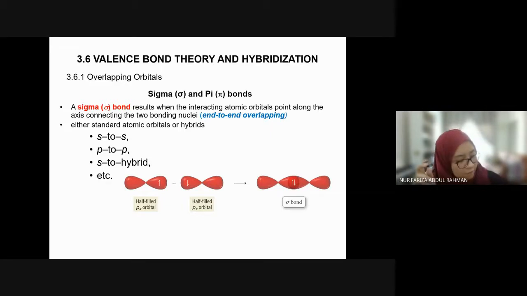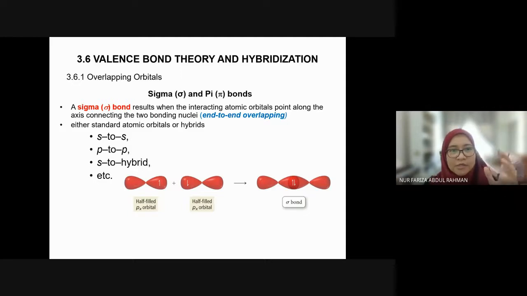So we have two types of bond: sigma and pi bond. You may be familiar with pi bond, but maybe not familiar with sigma bond. So we have two common bonds that can be formed between two atoms, pi and sigma. So what is the difference between these two?